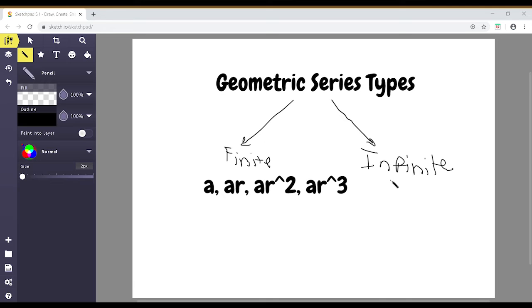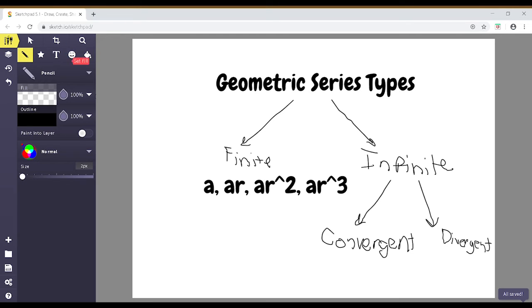Infinite series are a little bit different. They actually have two different types. Okay, I'm just going to type those out. Actually, convergent, and divergent. Okay, so a convergent series is where r is less than 1 and greater than -1.